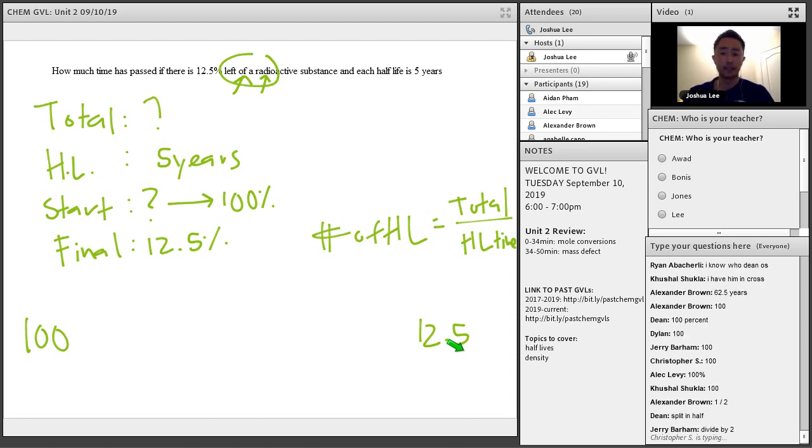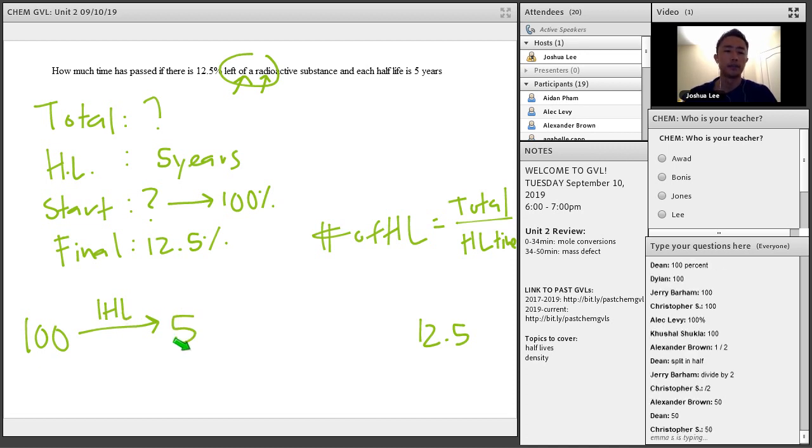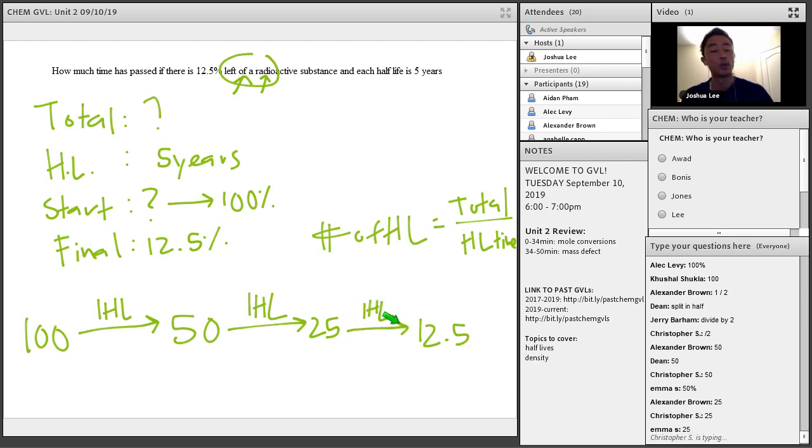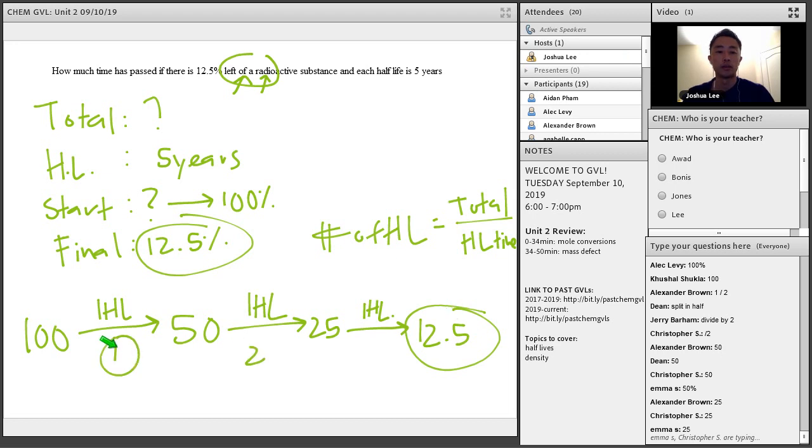So if I started with 100 and I went through one half-life, what percent would I have now? 50. So we're getting there. If I had another half-life, I'd be at 25%. So almost there. Then if I do one more half-life, I'm finally at my 12.5%. This is actually what I wanted to get to. And it only took me 1, 2, 3 half-lives.